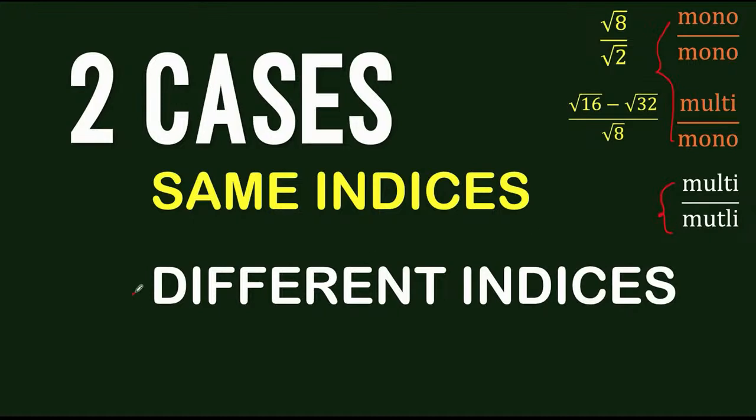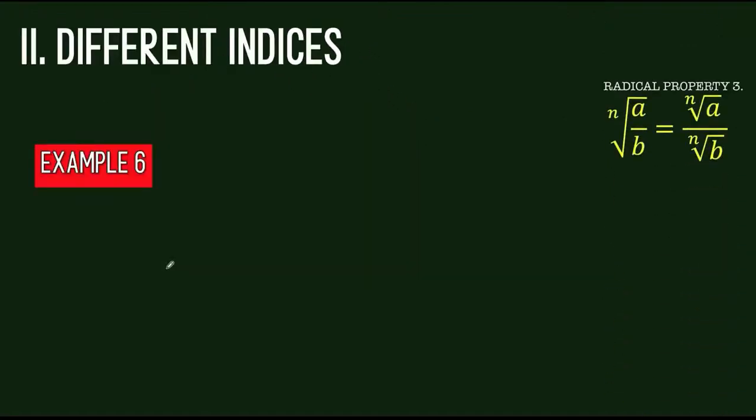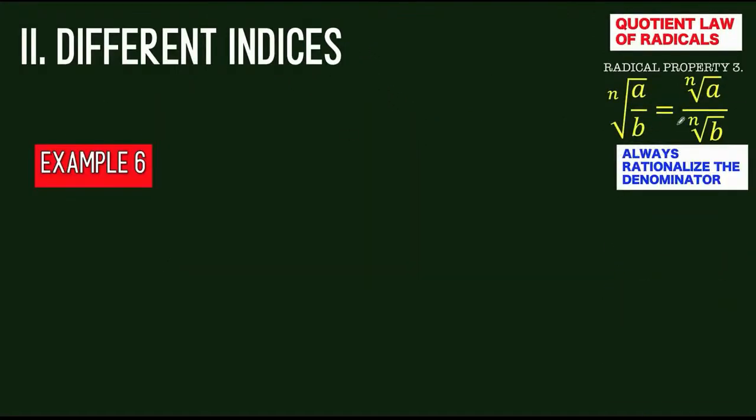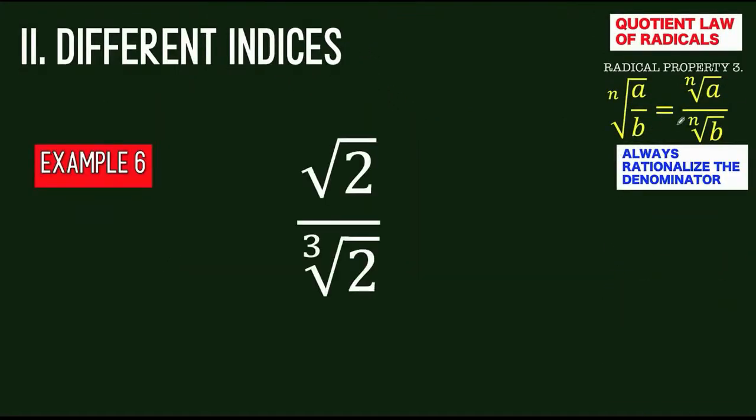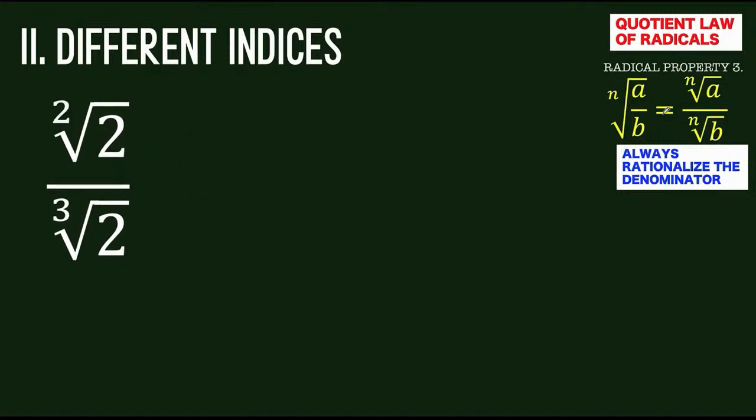We now move first to division when the indices of the radicals are different. Here is the example. Again, we are going to use the quotient law of radicals. Let's say we have square root of 2 over cube root of 2. Again, the idea here is we still use the same quotient law of radicals. We are just adding some more steps to convert these radicals with different indices into radicals with the same indices so that we can apply the property.